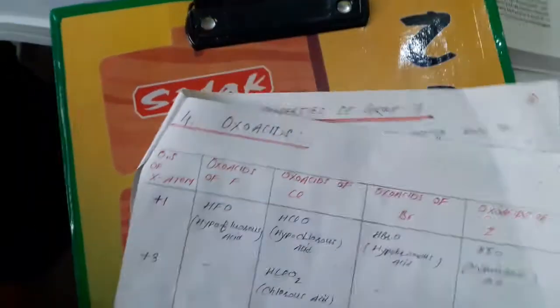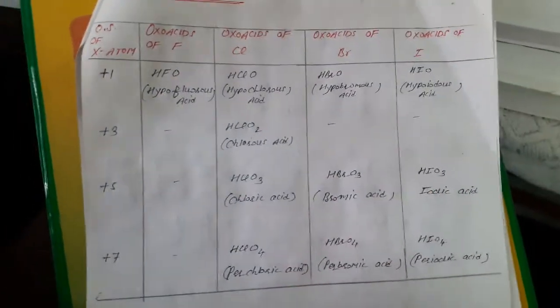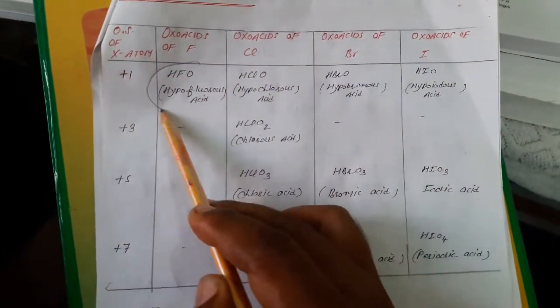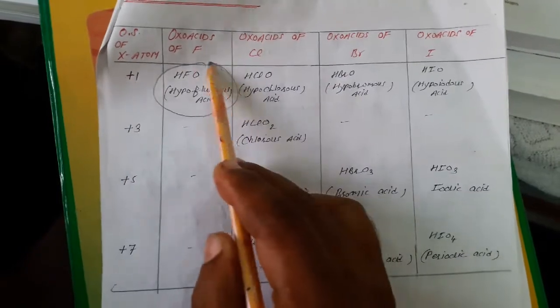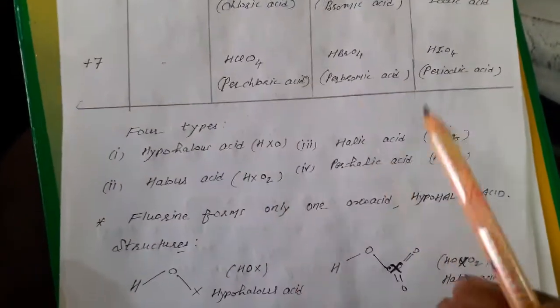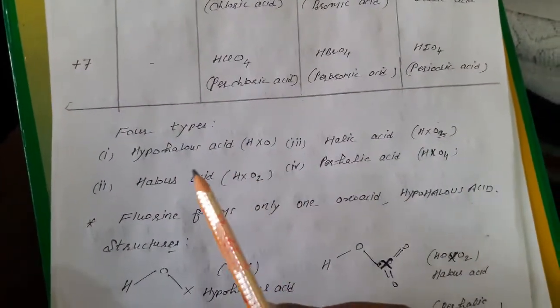So let me see. Next one is oxo acids. You can see this table. In this, only one oxo acid of fluorine, with +1 oxidation state, exists. Okay, so let me see one by one. There are how many types of oxo acids with halogen.